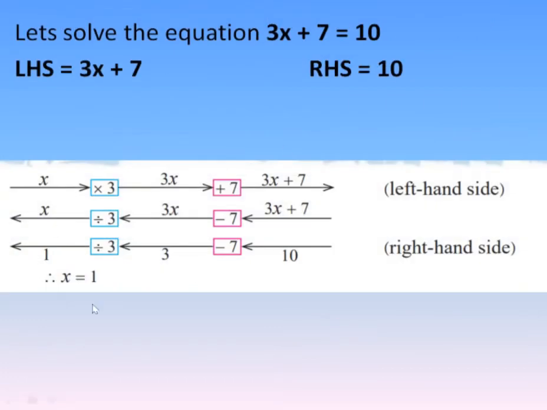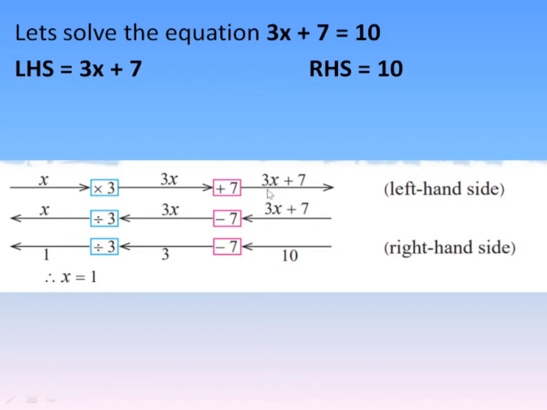Now let's solve this equation. I got the same example from your textbook. 3x plus 7 equals 10. So the left hand side is 3x plus 7. The right hand side is 10. Okay. Now we are going to start with the unknown term. The unknown term is x. If we multiply x by 3, we get 3x. Then if we add 7 to this, we get 3x plus 7.